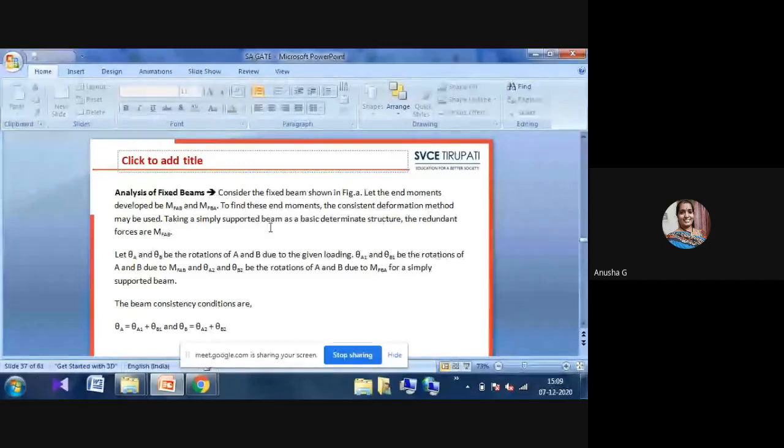Taking a simply supported beam as the basic determinate structure, the redundant forces MFAB, that is the fixed end moments, will be at slopes theta A and theta B. The rotations at A and B due to the loading are theta A1 and theta B1. And the rotations at A and B due to MFAB will be theta A2 and theta B2. Rotations will be similar. Okay, now we will see the formula, then it will be easy for us.